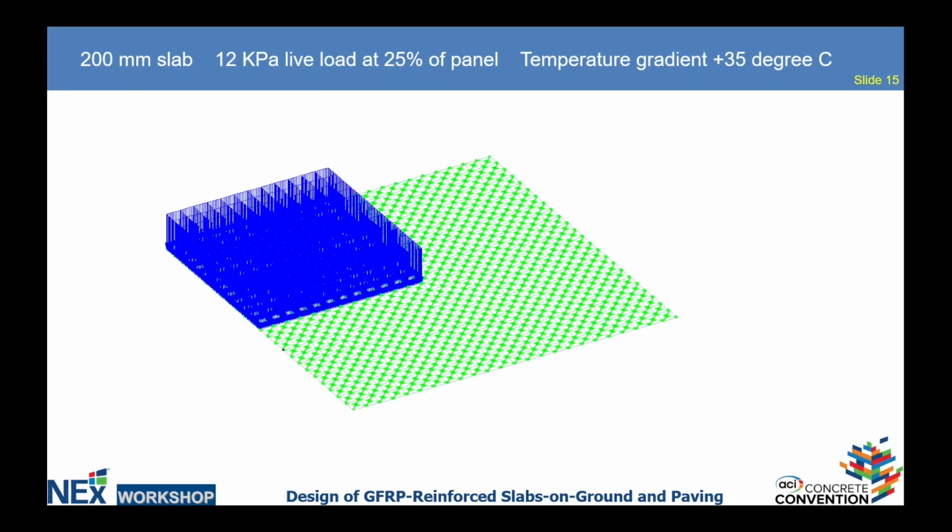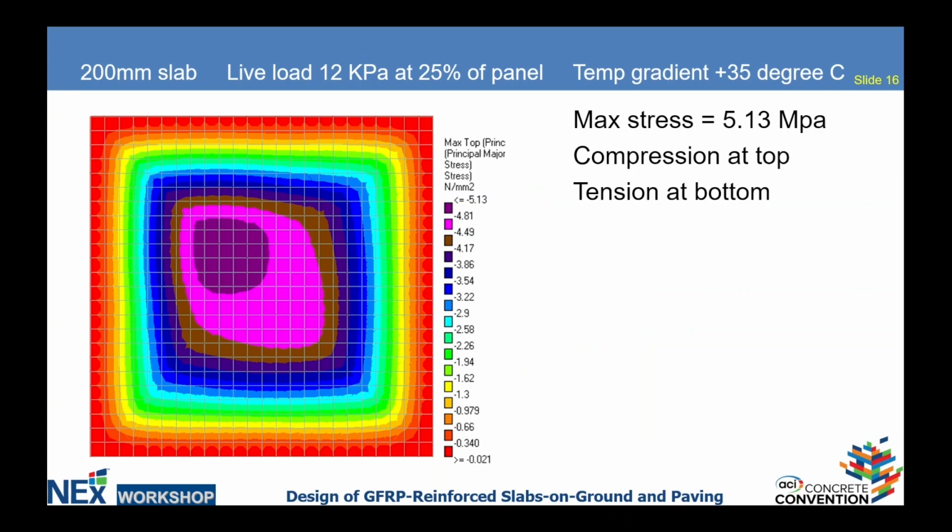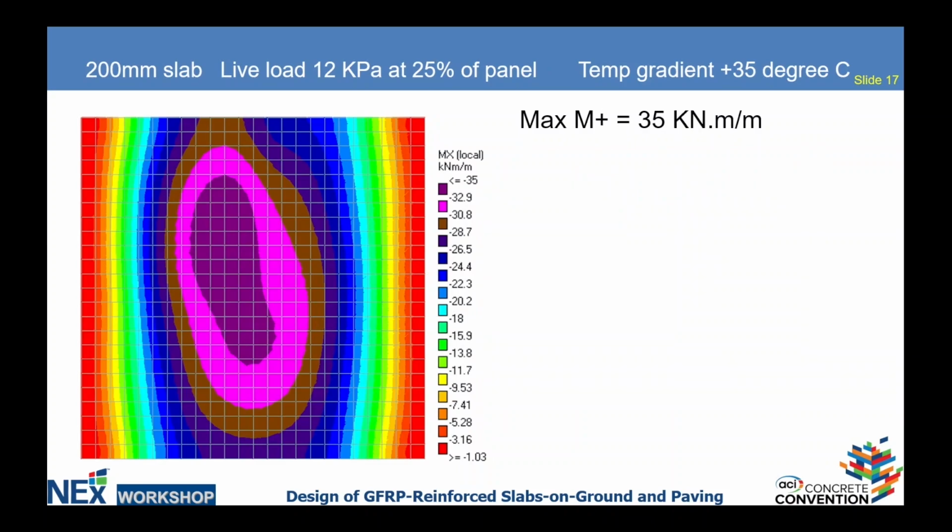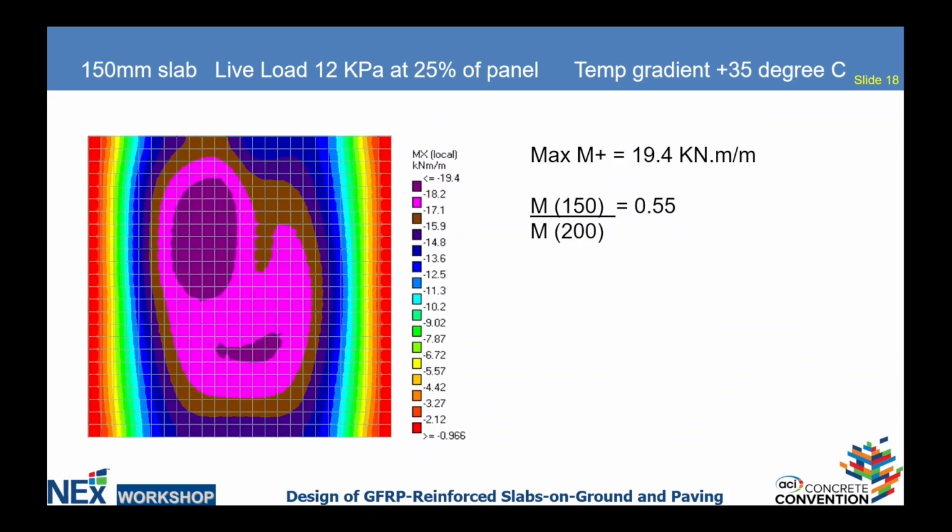What about if we put the 12 kPa, or 250 pounds per square foot, only loading one corner of this piece of slab? It generates even higher tensile stress, 5 point something at the bottom. And that's the corresponding positive bending moment. But again, if we apply the same load and same thermal gradient to a 6-inch slab, the corresponding positive bending moment is only 55% of that.